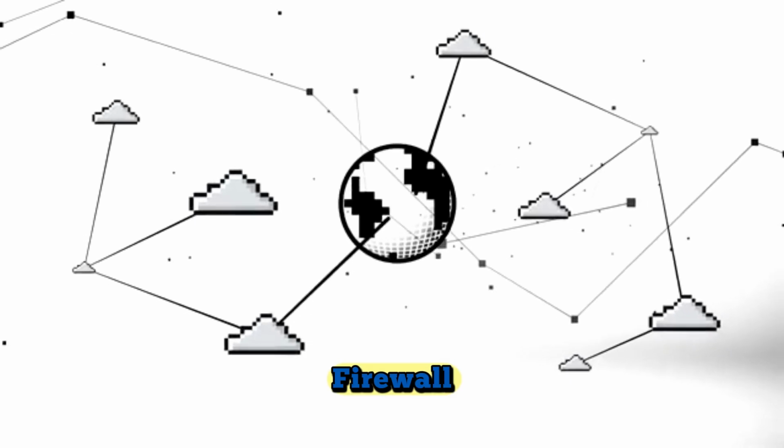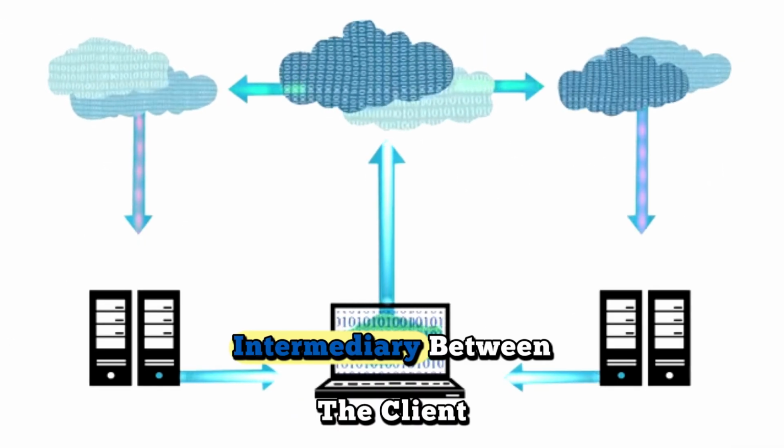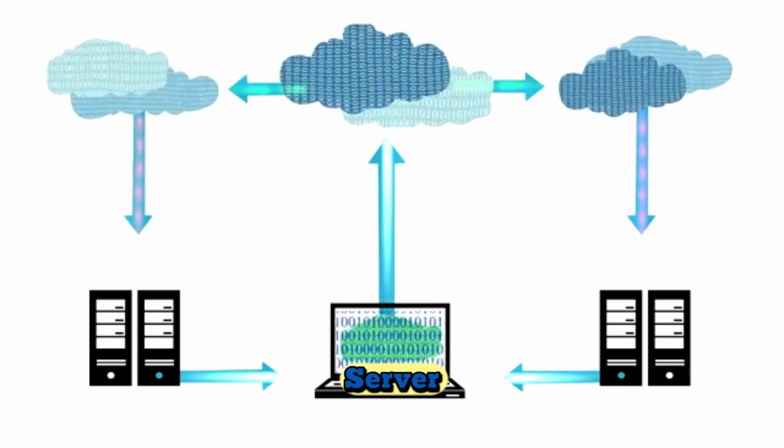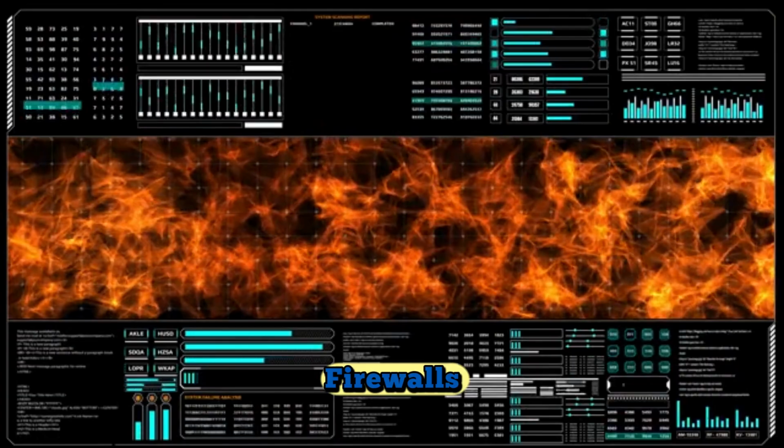Now lastly, we have a proxy-based firewall, and this type of firewall acts as an intermediary between the client and the server. Now, before we move ahead, let's take a look at some of the examples of firewalls. So that was all about firewalls.